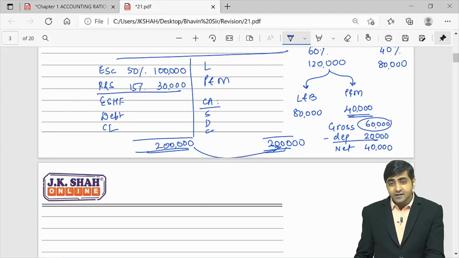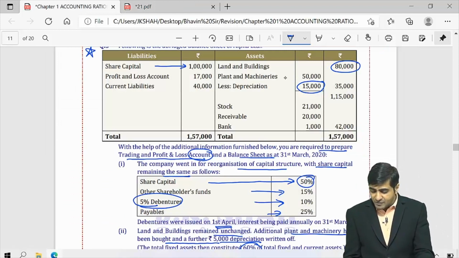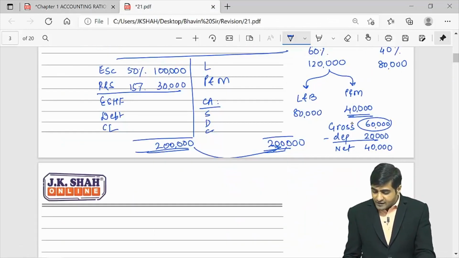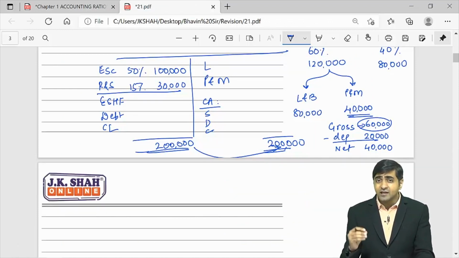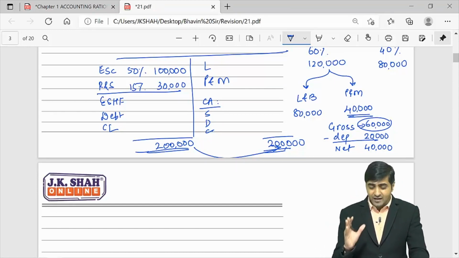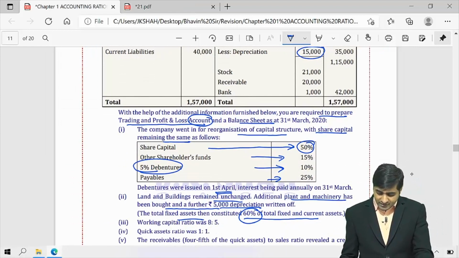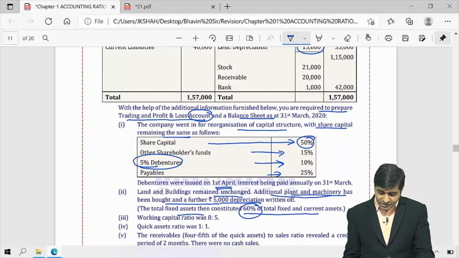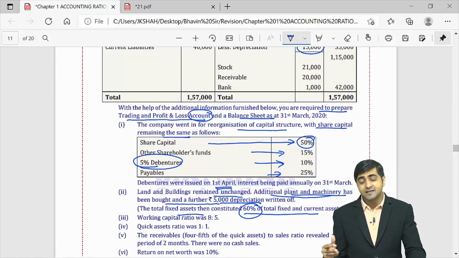So my dear students, now what is the meaning of this? That earlier there was plant and machinery of 50,000. Now the plant and machinery is becoming 60,000, which means that during the year, have we done any addition to the plant and machinery? Yes or no? Yes, amounting to rupees 10,000, which you can just check here, that there is some additional plant and machinery which has been further bought.